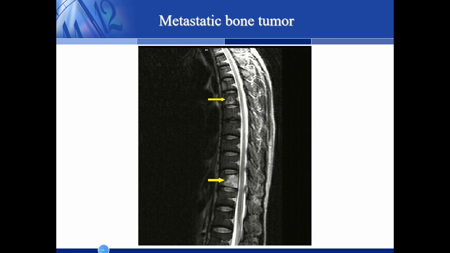And this is the metastatic lesions in the spine, and the lesions are multiple and jumping, and the disc is well preserved. The disc space remains normal. So this is different from the tuberculosis of spine. In the tuberculosis of spine, the intervertebral disc space is narrow, but in the metastatic bone tumor in the spine, the disc is normal.